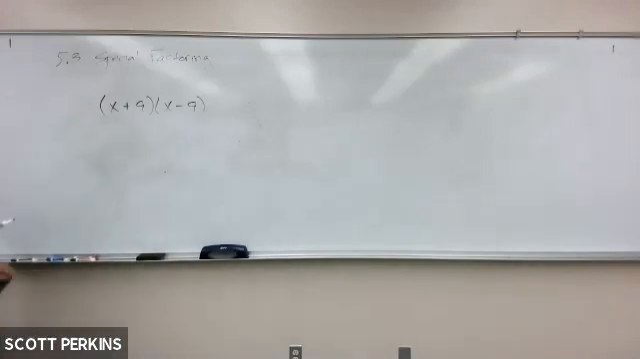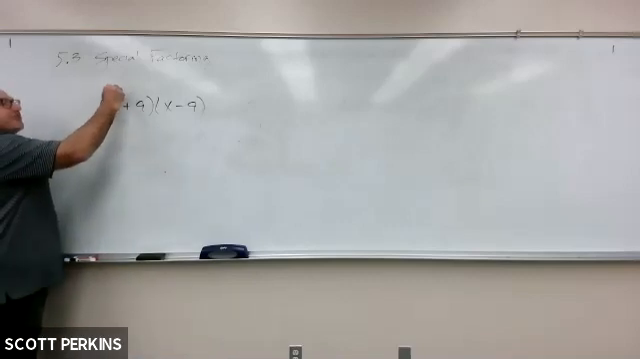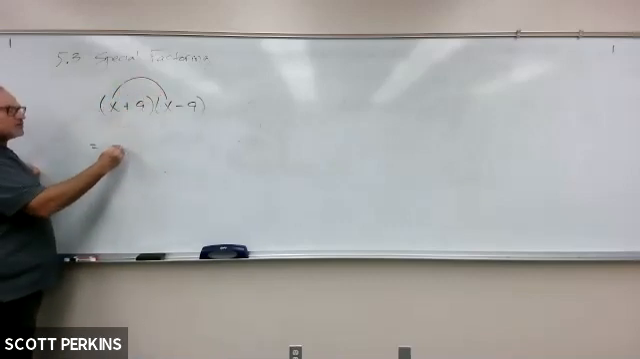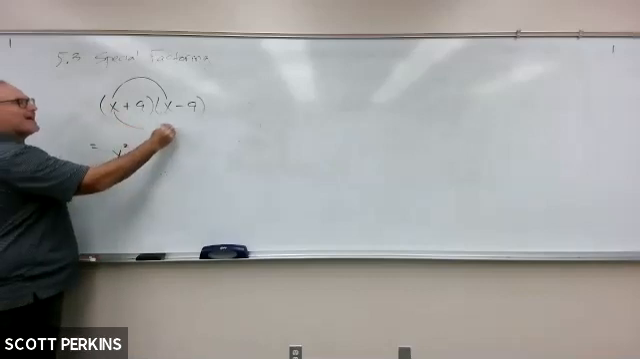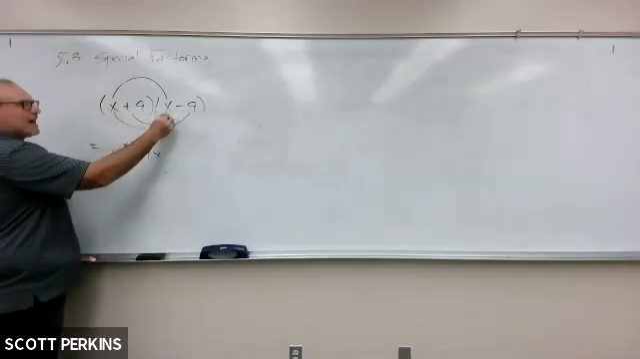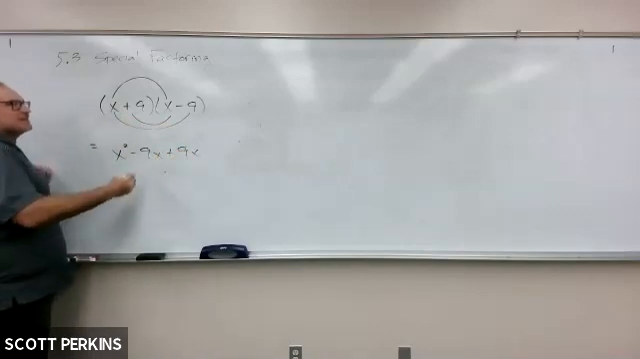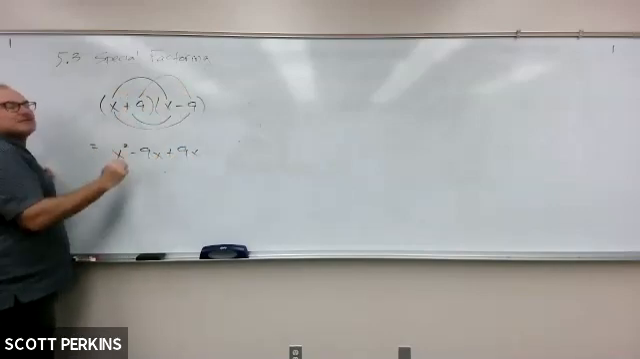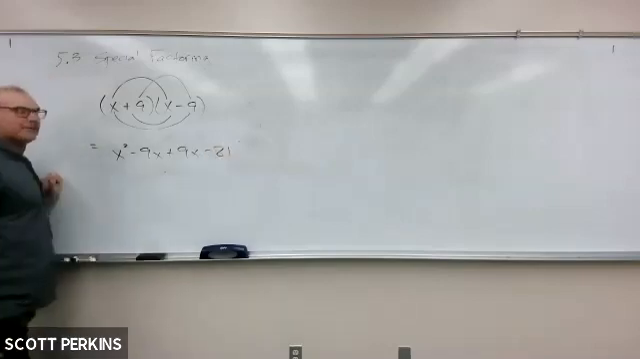All right, first, outers, inners, lasts. Here we go. My firsts are x times x, or x squared. My outers are x times -9, or -9x. The inners are 9 times x, so plus 9x. And my lasts, 9 times -9 is -81.